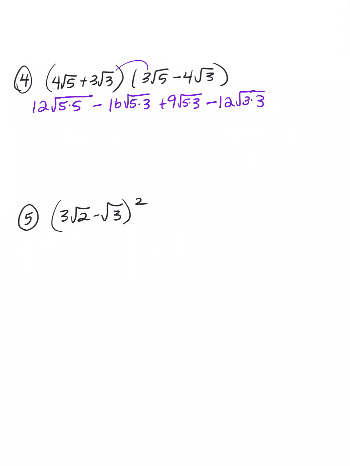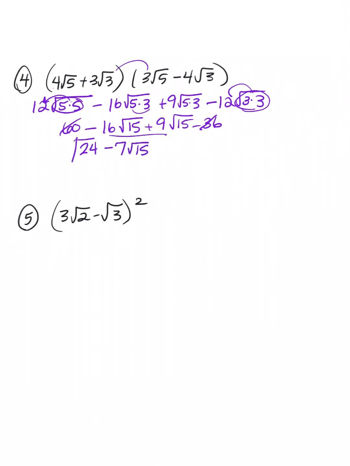All right, let's clean up what we can. So this means a 5 can come out, right? So 5 times 12 is 60. This is going to stay 16 square roots of 15. Nothing comes out here. This will be 9 square roots of 15. Over here, the 3 can come out. So 3 times 12 is negative 36. All right, now if I combine like terms, 60 minus 36 is 24. That takes care of those. And now I combine these two, and I get minus 7 square roots of 15.